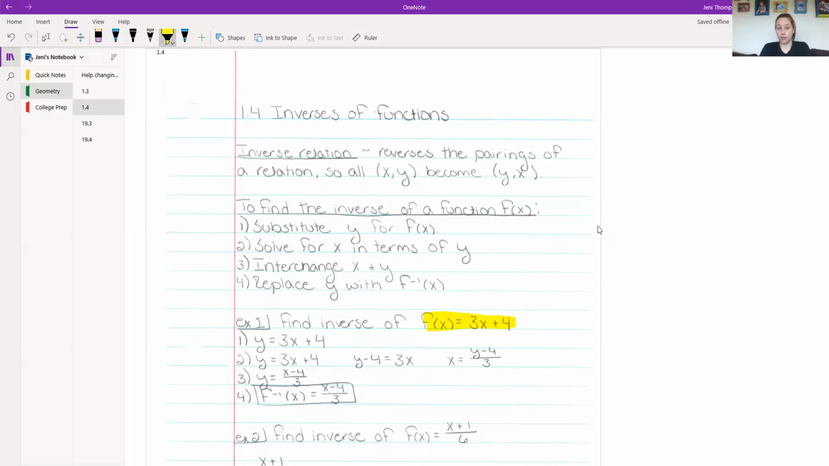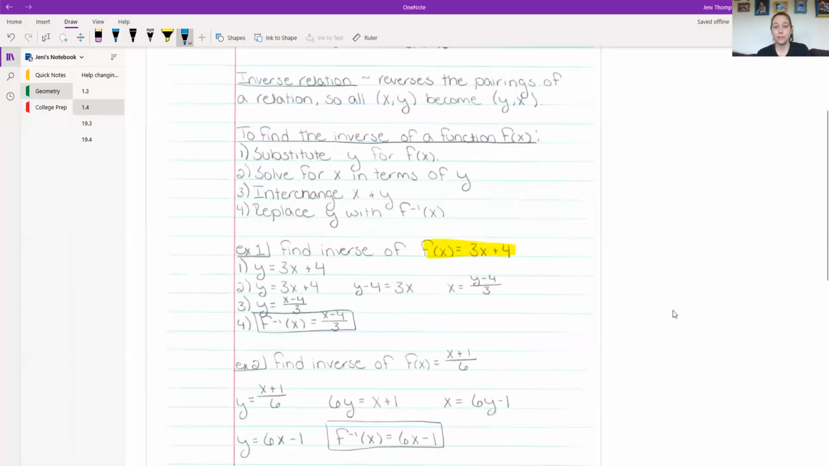So if you're just given the written formula for the function, there's some basic steps to find the inverse of that function. Step one, we substitute y for f of x. We just replace y with f of x. Then we solve for x in terms of y. We just solve for x and then leave y as a variable. Then we interchange x and y. We flip it. And then we replace y with f to the -1 of x. That just means inverse function of x. That's how we say that.